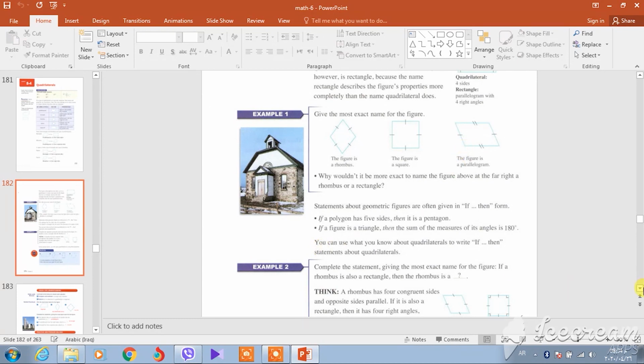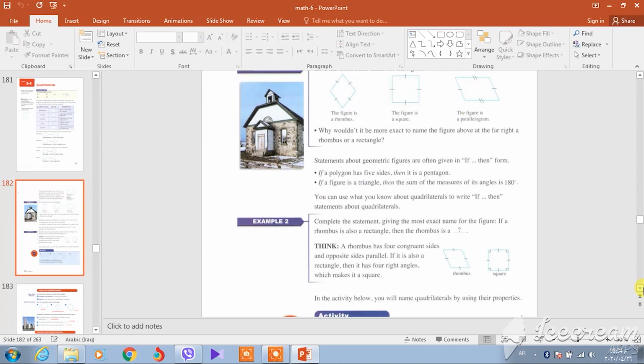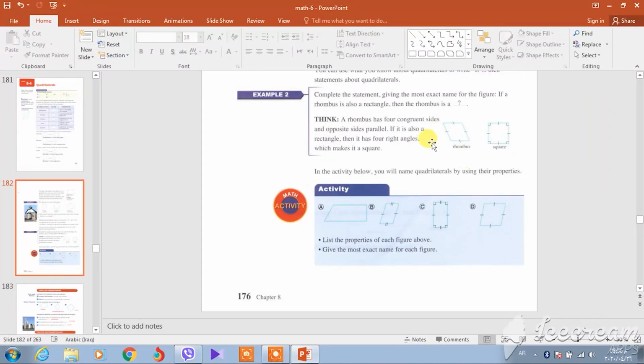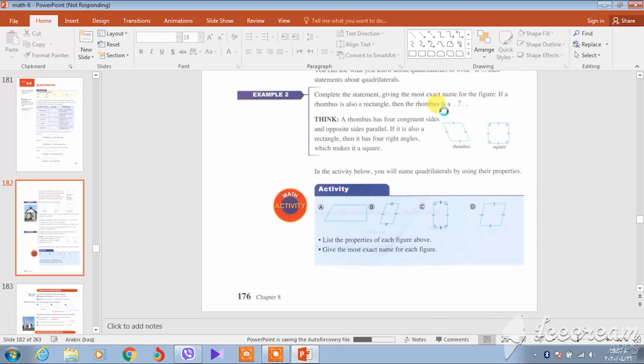And we have more examples. In this example, if you look, this one is a rhombus. If this rhombus has, for example, four congruent sides and four right angles, if you have four right angles, what is this? It changes to a square. So the answer for this, complete the statement giving the most exact name for the figure: if a rhombus is also a rectangle, then the rhombus is a square, student.